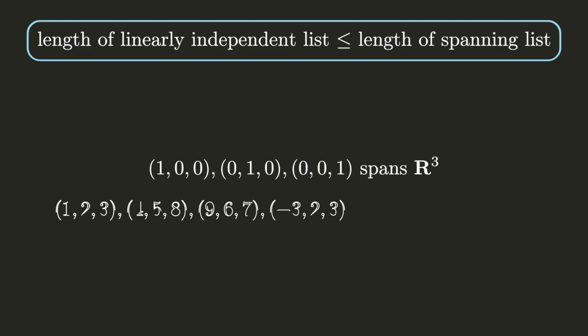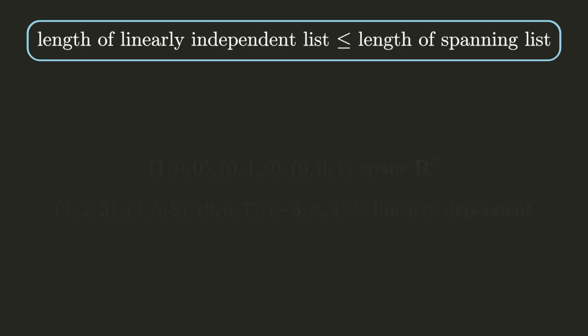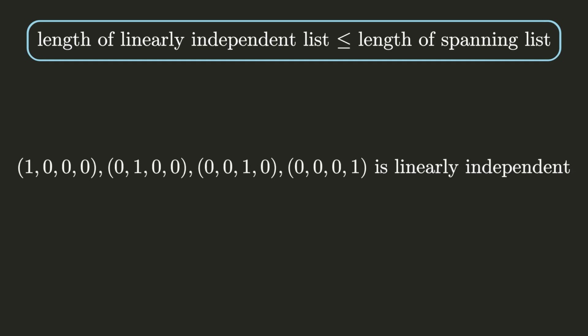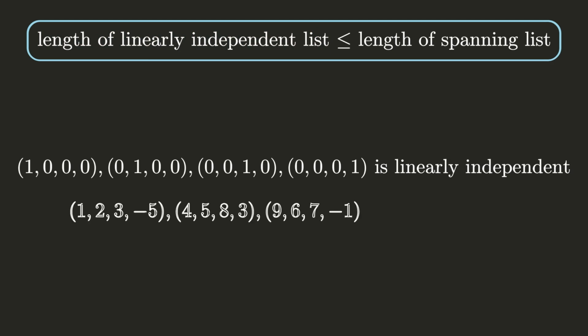So for example, this list of vectors has length 4, so it's automatically linearly dependent without any calculation. As another example, this list of vectors has length 4 and is evidently linearly independent, so it must be no longer than any spanning list of R4. So let's say we have this list of 3 random vectors. Then we know that it cannot span R4 without any calculation required. Pretty convenient, isn't it?